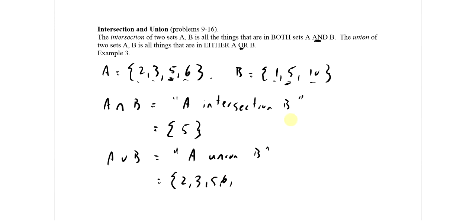And everything that's in B, 1, we've already listed 5, so we don't need to list it again, 10. So there's our union of the two of them. So it's everything that's in either one or in both, right? So 5 is in both, so we list it, but we only need to list it once. 2, 3, 6 are in A, 2, 3, 6, and then 1 and 10, we throw those in there.